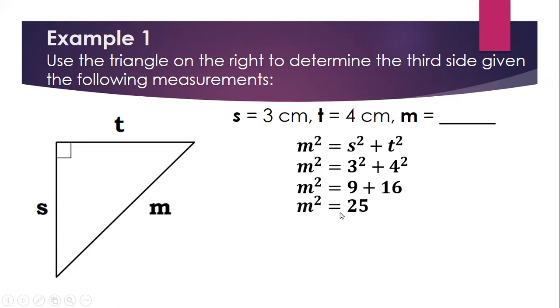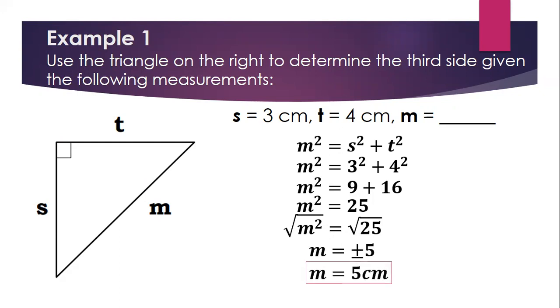So, to get the answer, we need to extract the square root of M squared and 25. So we have the square root of M squared equals the square root of 25. So the square root of 25 is positive and negative 5. So our answer is 5 centimeters. So our hypotenuse is 5 centimeters. Next example.